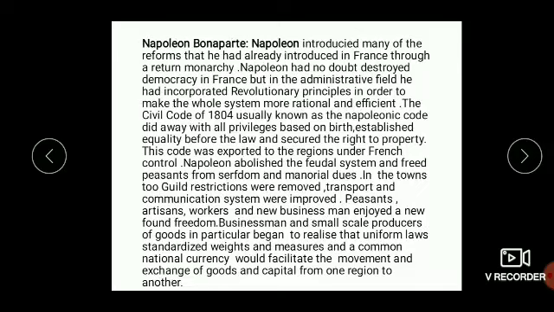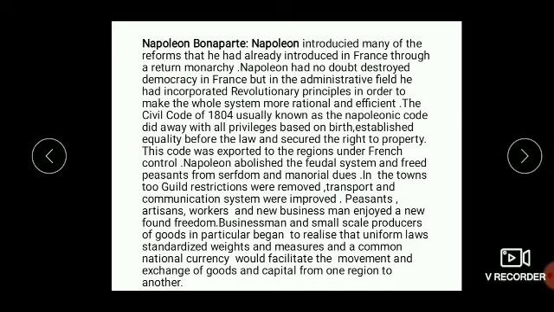Napoleon Bonaparte. Napoleon introduced many of the reforms that he had already introduced in France. Napoleon had no doubt destroyed democracy in France, but in the administrative field, he had incorporated revolutionary principles in order to make the whole system more rational and efficient.